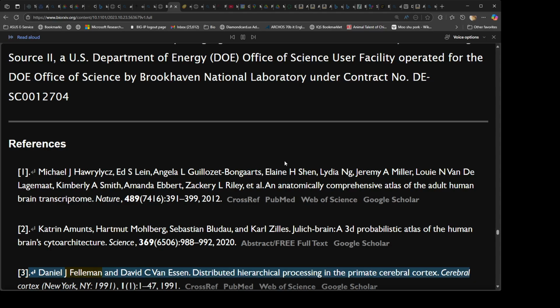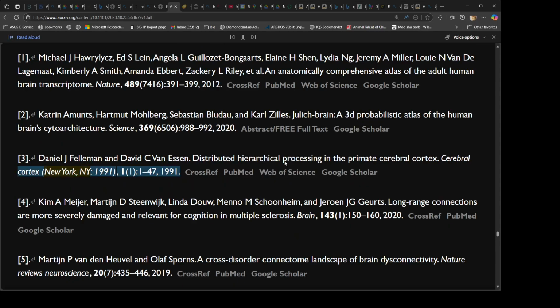3. Daniel J. Felleman and David C. Van Essen. Distributed hierarchical processing in the primate cerebral cortex. Cerebral Cortex, New York, New York, 1991, 1, 1-47, 1991. Crossref PubMed Web of Science Google Scholar. 4. Kim A. Meijer, Martijn D. Steenwijk, Linda Douw, Menno M. Schoonheim, and Jeroen J. G. Geurts. Long-range connections are more severely damaged and relevant for cognition in multiple sclerosis. Brain, 143, 1150-1160, 2020. Crossref PubMed Google Scholar. 5. Martijn van den Heuvel and Olaf Sporns. A cross-disorder connectome landscape of brain dysconnectivity. Nature Reviews Neuroscience, 20, 435-446, 2019. Crossref PubMed Google Scholar.